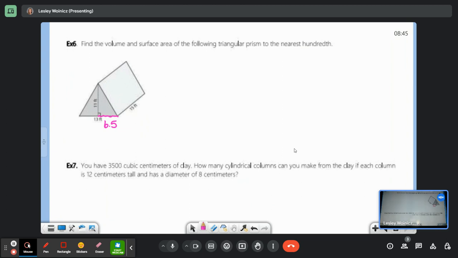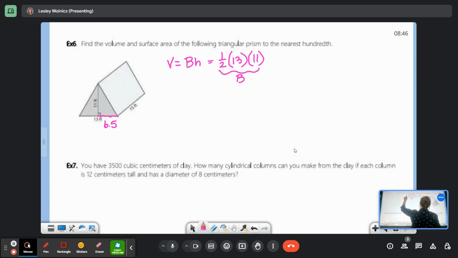Okay, did we already do the volume part? Yeah. Okay. Can we just remind ourselves how we got the volume real quick? So we did the big base times the linear height, and how did we get the big base? 1/2 times base of the triangle times height of the triangle, right? So what was the base of the triangle? 13, and then the height of the triangle, 11. So this is all our big base. And then we have to multiply by the height of the triangle. So 15. What did we get?